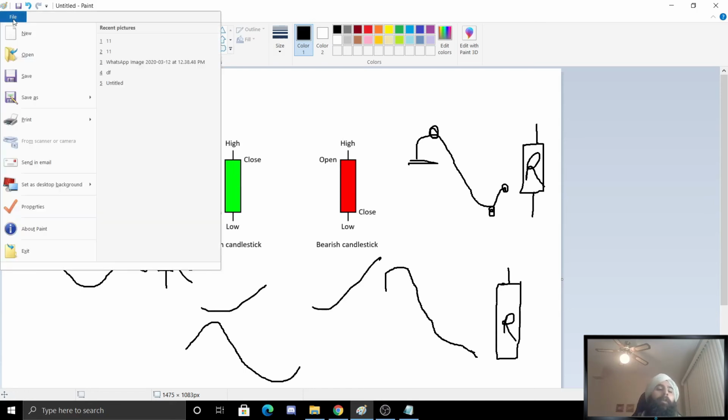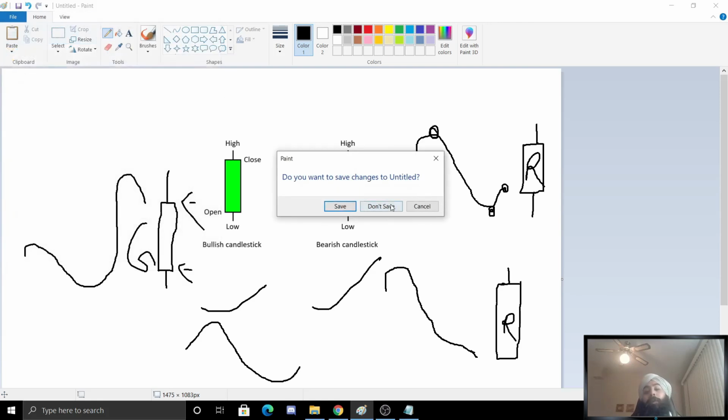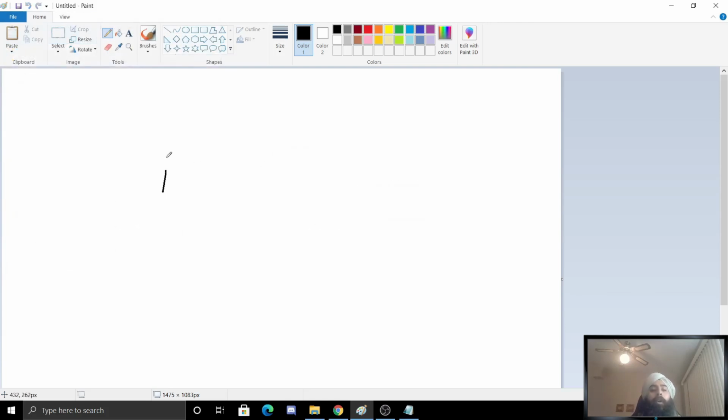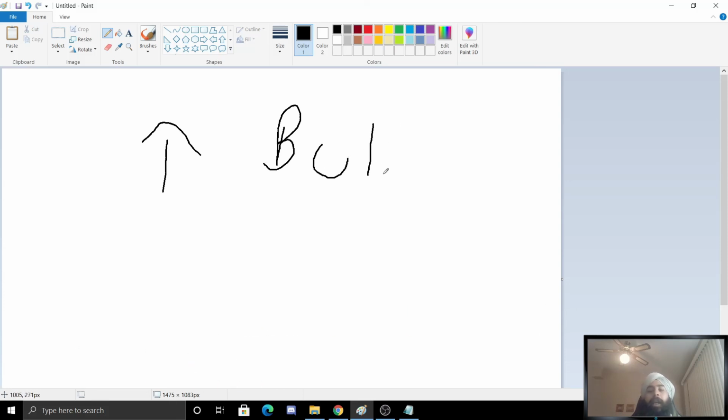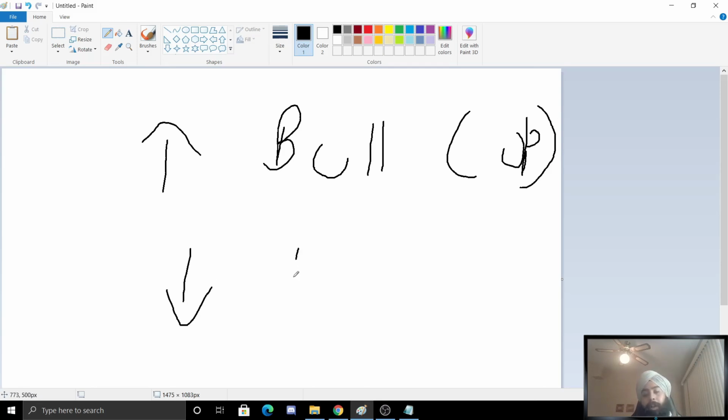Okay. One more thing I want to explain to you. There is something called bullish. That means the stock market is bullish. What do you mean by that? It means it's an uptrend. Bullish means the stock is going up. If someone says the stock is bearish, it means the stock is going down. It means the stock market is down, or that particular stock is down.